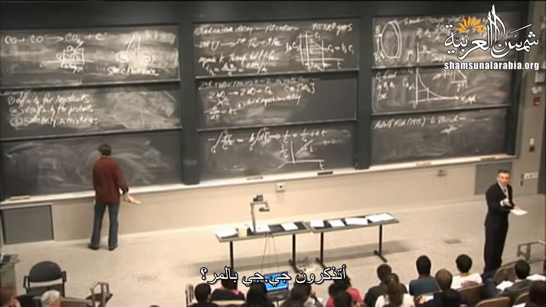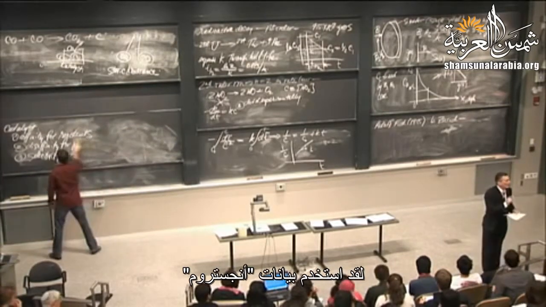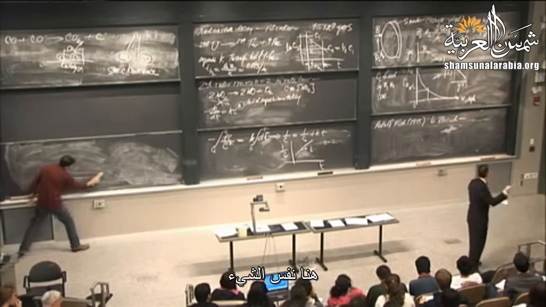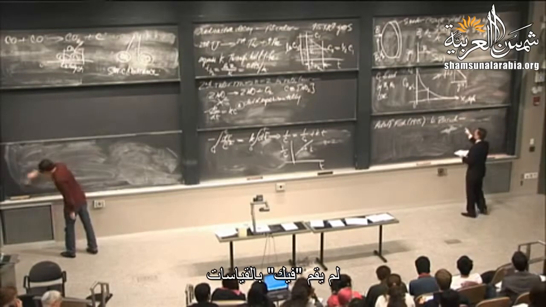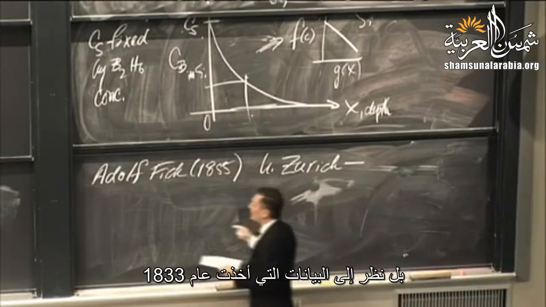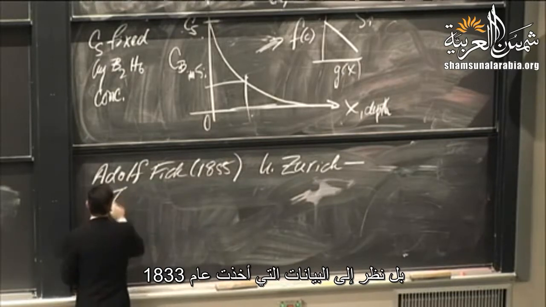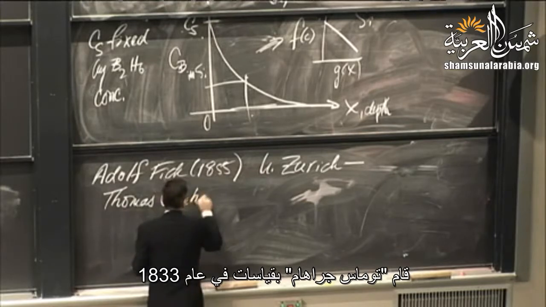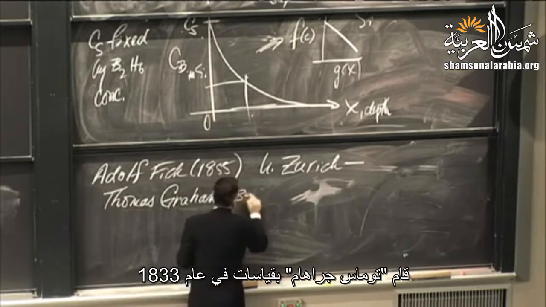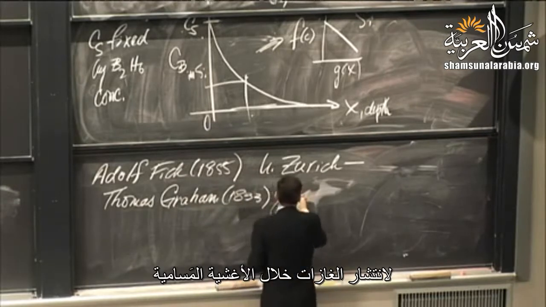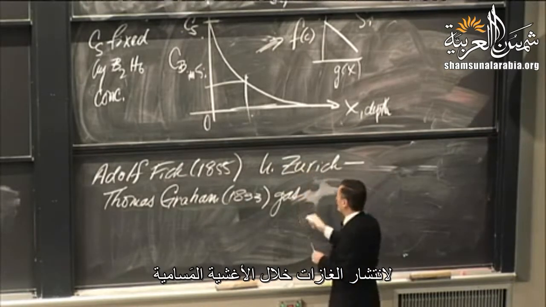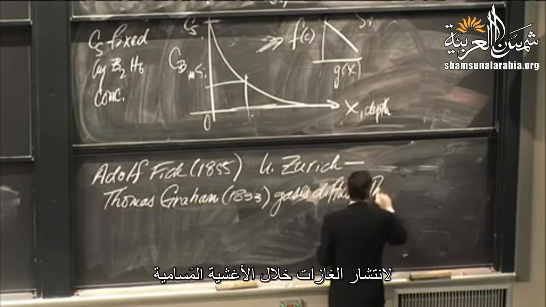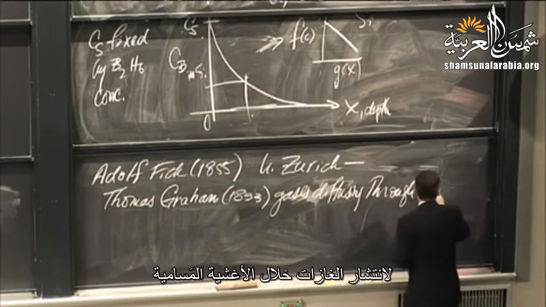So remember J.J. Balmer? He fit not his own data, he fit the data of Angstrom. Angstrom made the measurements, Balmer fit the data. Well, same thing here. Fick did not make the measurements. He looked at some data that had been taken back in 1833 by Thomas Graham. Thomas Graham had been making measurements back in the 1830s of gases diffusing through porous membranes. I'll just say through membranes.